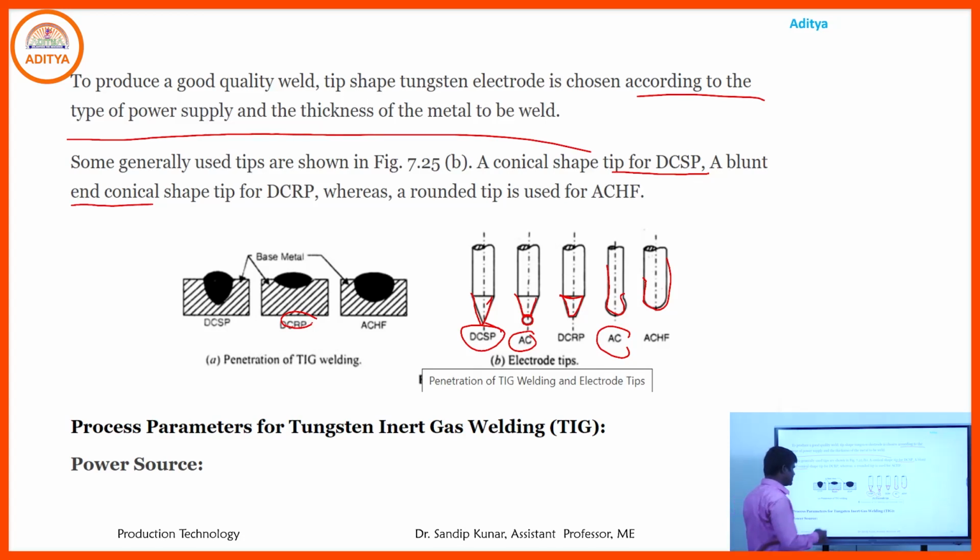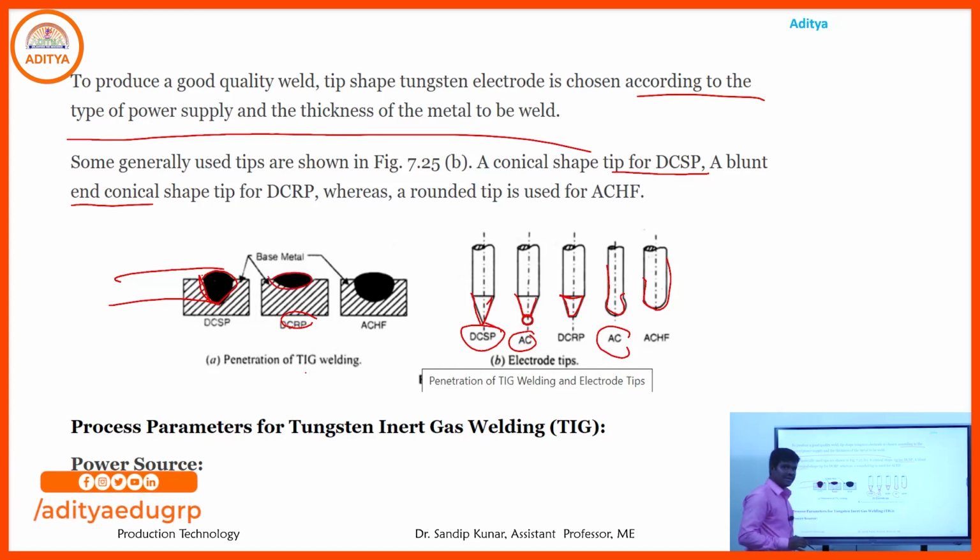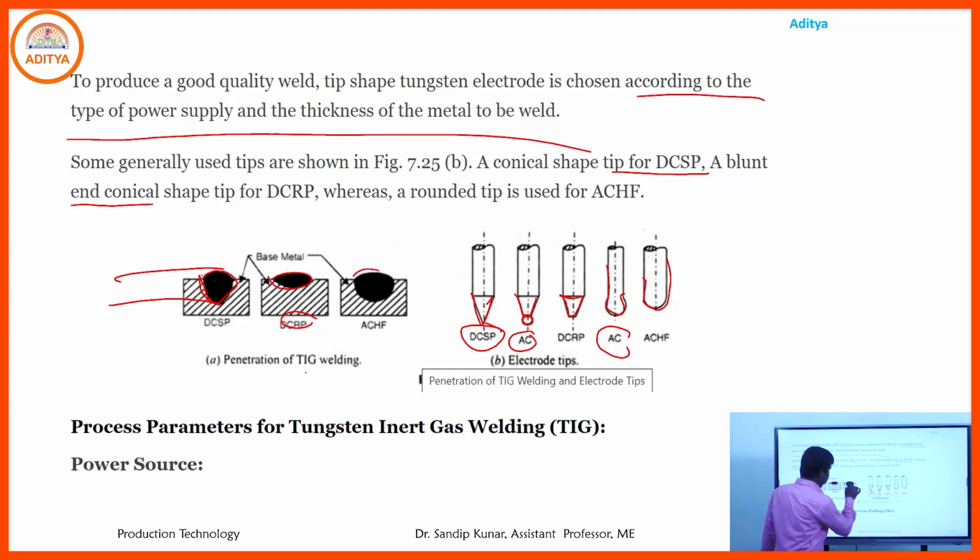Then we see the penetration in TIG welding. In case of DC straight polarity, the penetration shape created is of this type, meaning the penetration depth is higher. In case of DCRP, the penetration depth is less, so that type of shape is generated. In case of ACHP, alternating current high frequency, the weld face is created in this type of shape. So the penetration depth for an alternating current source and a direct current source will be different.